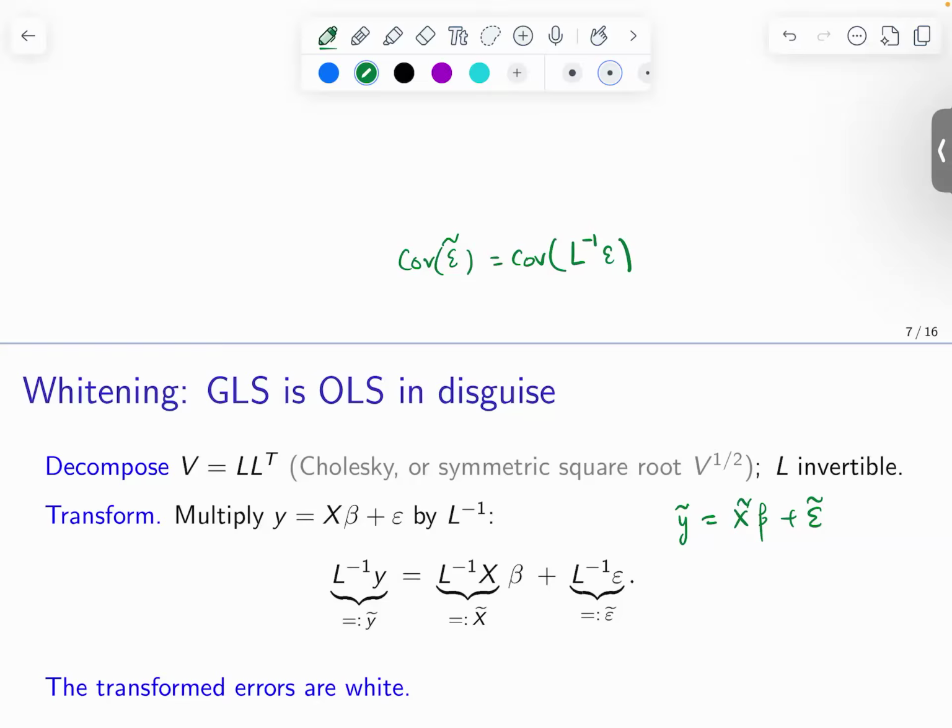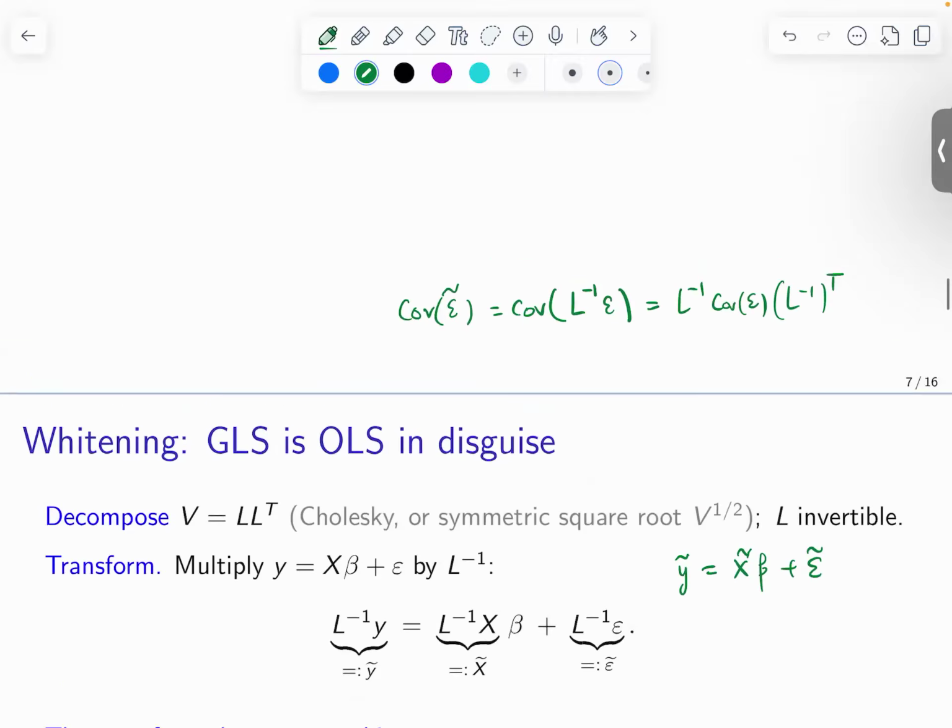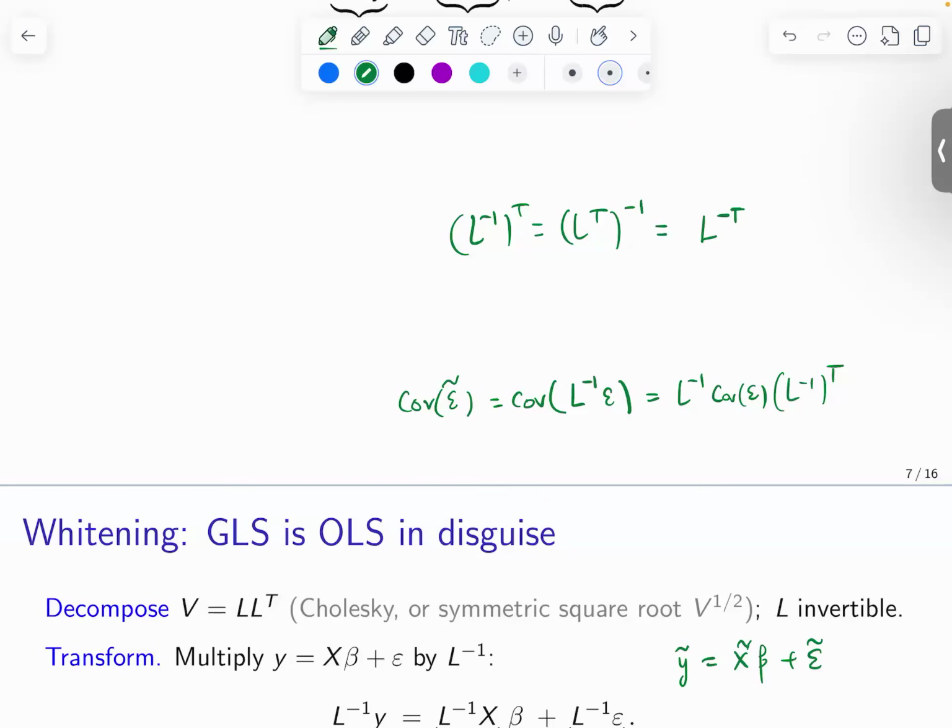You just take out the L inverse, so it's L inverse, covariance, L inverse transpose. And then the transpose and inverse commute. So really L inverse transpose is the same as L transpose inverse. Sometimes you can just write it as L minus transpose because the order doesn't matter. I'm going to write it that way. So this gives me L inverse, covariance of epsilon, which is sigma squared V by assumption, and then L negative transpose. Then pull sigma squared out.